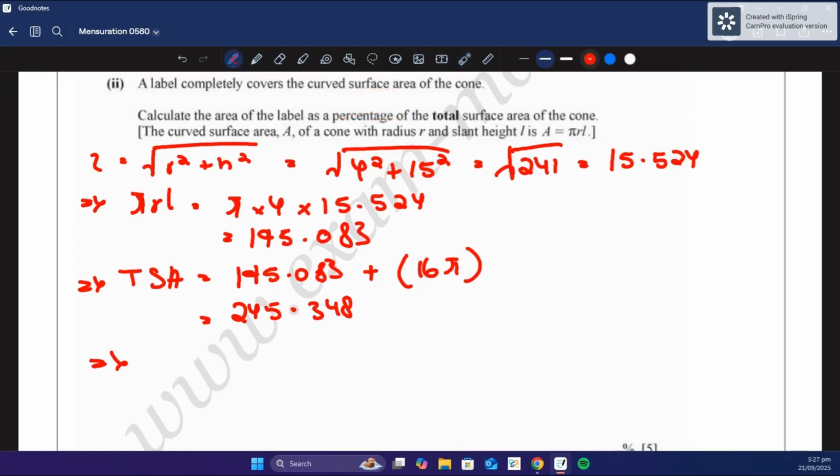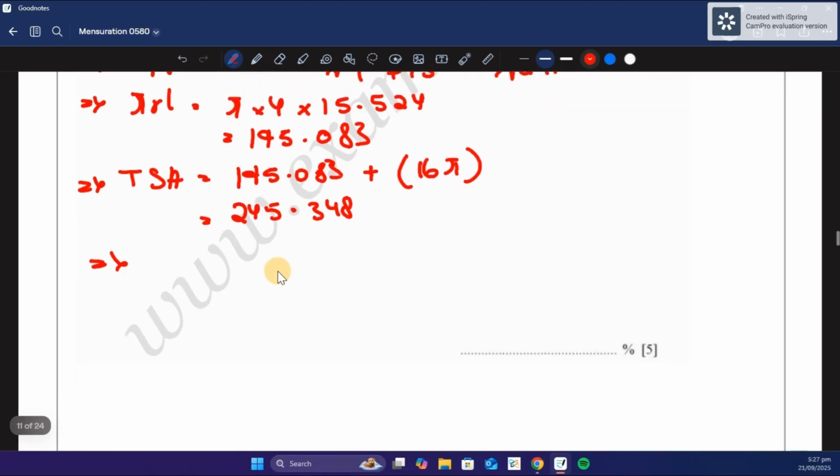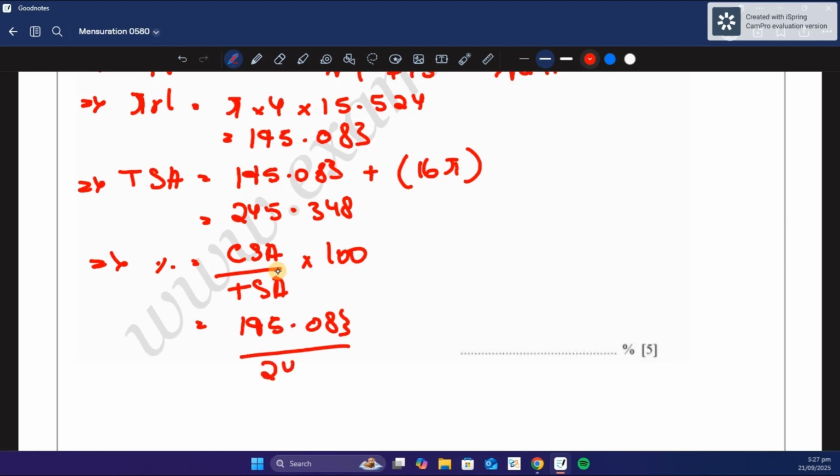Now we need it as a percentage. So we're going to work a little further. We're going to say the total percentage equals the curved surface area over the total surface area, into 100. So the curved surface area is 195.083 and the total surface area is 245.348, into 100, and this would give us 79.5%. 79.5% is our final answer.